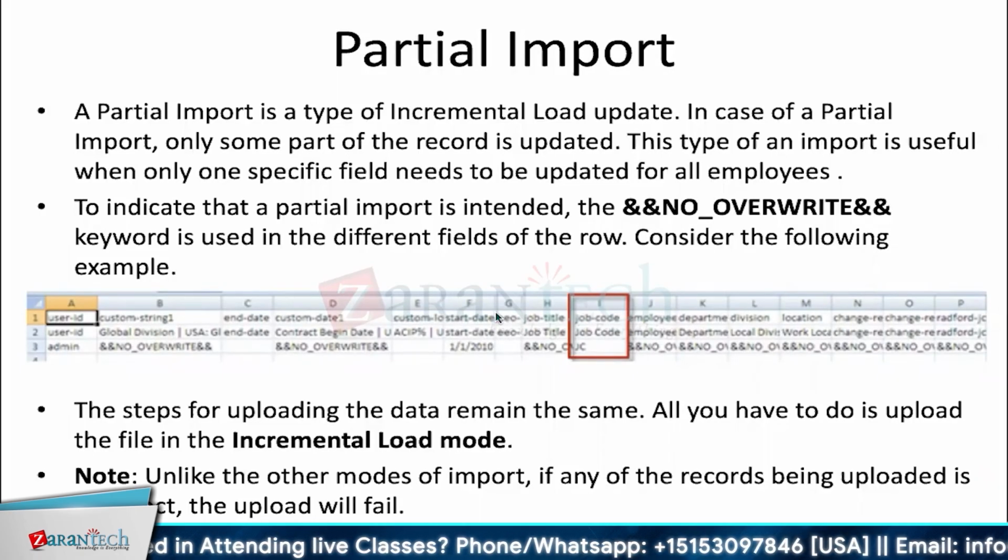So if you see all these columns in this file format, in column B, column D, column F, everywhere they are maintained with double ampersand NO_OVERWRITE. So the user ID for which user you are importing, and which columns you want to update, those columns are what you have to take care of with this data. Rest all will have this token.